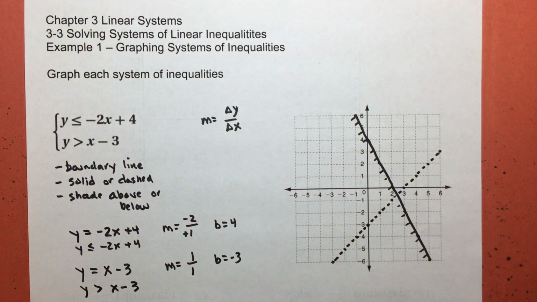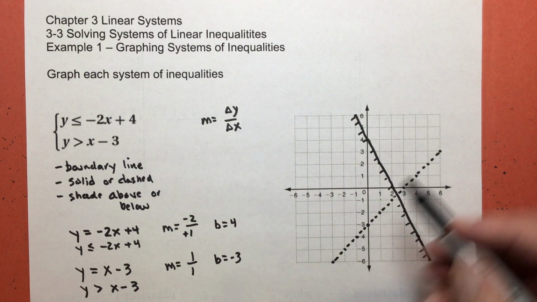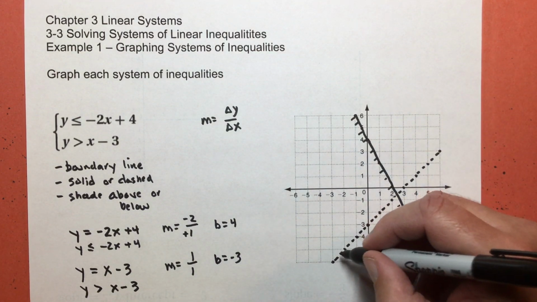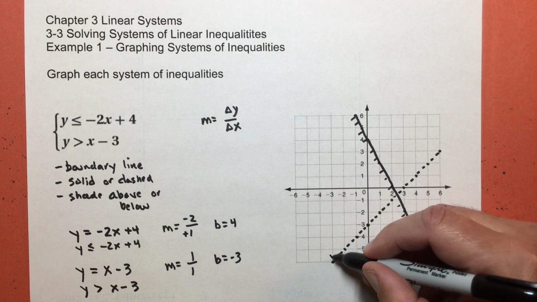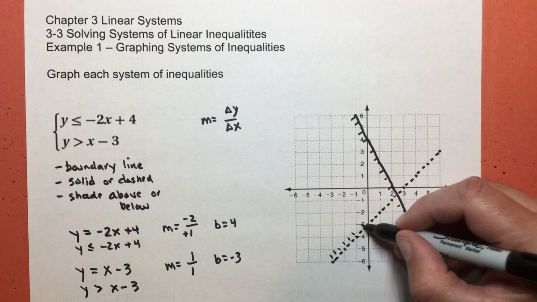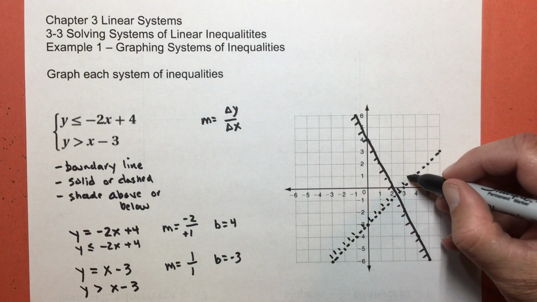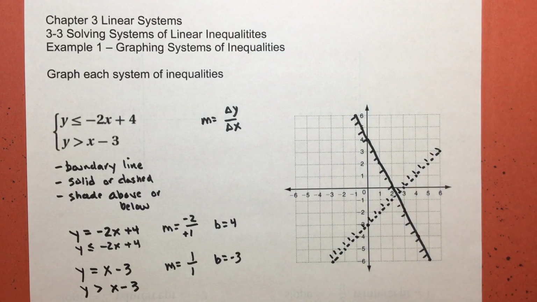And hopefully you can tell the difference between the solid line and the dashed line. This is my boundary line, x minus 3. That's my y-coordinates of all the points that are in the inequality. Since the y-coordinates are greater than the boundary line, that means I'm going to shade above. The shading is going to be above this line, but not equal to the line.